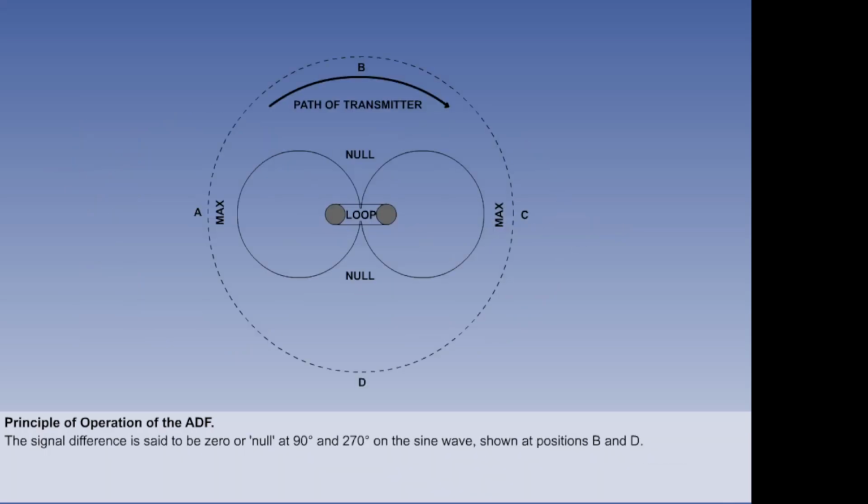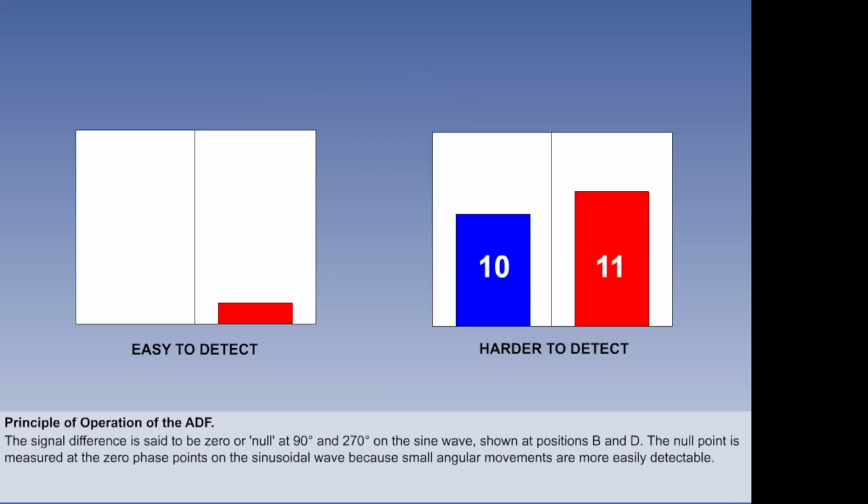There are two positions at which there is no difference between the strength of signal received by the two vertical elements of the antenna: at 90 and 270 degrees on the sine wave. The signal difference is said to be zero or null, shown at positions B and D. The null point is chosen over any other phase as a datum point, because small angular movements from zero produce a greater electrical response, and are therefore more detectable than an increase to an existing response.